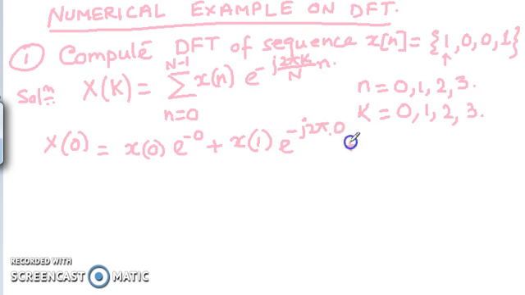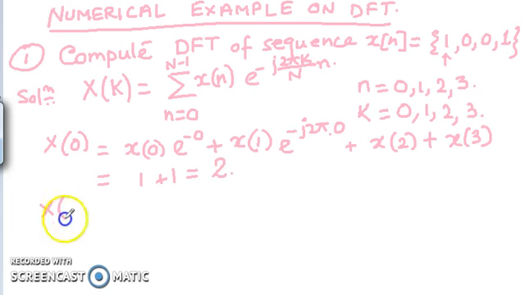So finally we get x0, x1, x2 and x3. What are the values of them? The first value is 1, the next two values are 0, the last value is also 1. So what will be the value of capital X0, that is the frequency content? It will be equal to 2.